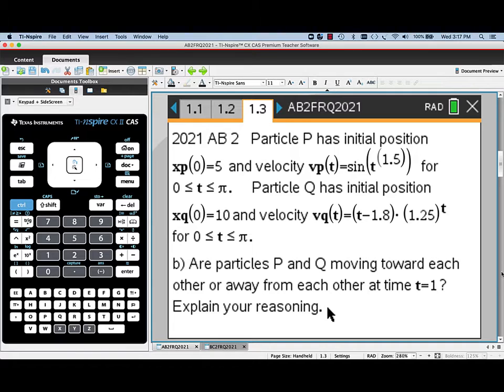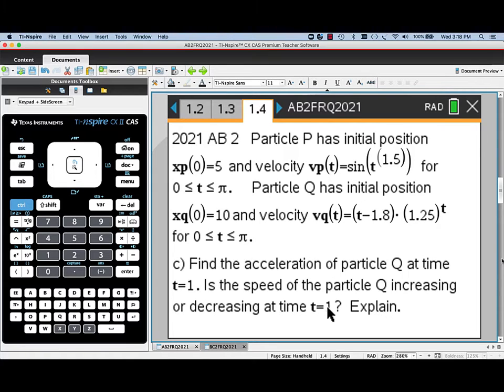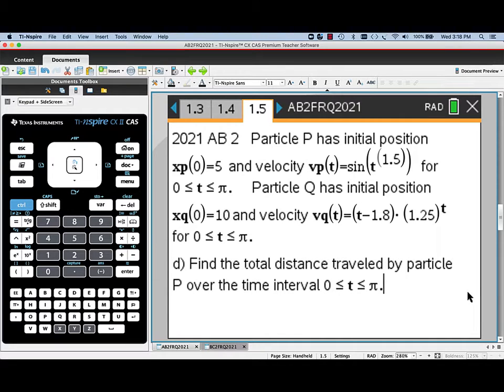Part B of this question then asked if particles P and Q were moving toward each other or away from each other at time t equal 1. And then you were also asked to explain the reasoning. Part C asked for the acceleration of particle Q at time t equal 1 and whether the speed of that particle was increasing or decreasing at that time. Finally, Part D asked for the total distance traveled by particle P over the entire time interval from 0 to pi. Now, Steve Kokoska has produced a video where he goes into detail the use of the TI-Nspire to calculate the answers to each of these questions.